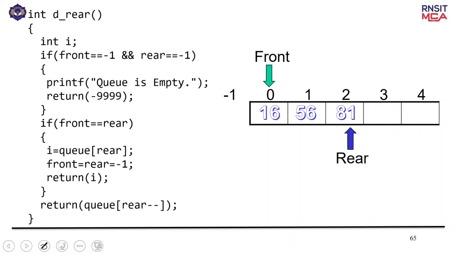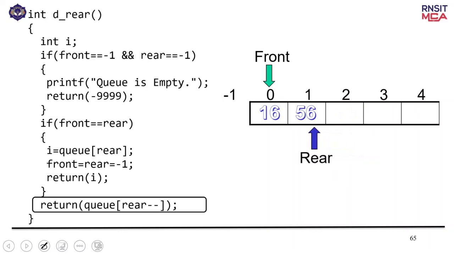Same way, next time when you call the function once again, what happens? You check whether front is equal to -1 and rear is equal to -1. No, they are not. Front is equal to rear? No, that is also not. And return Q of rear and later you decrement rear. Okay, you take out rear and decrement the rear.